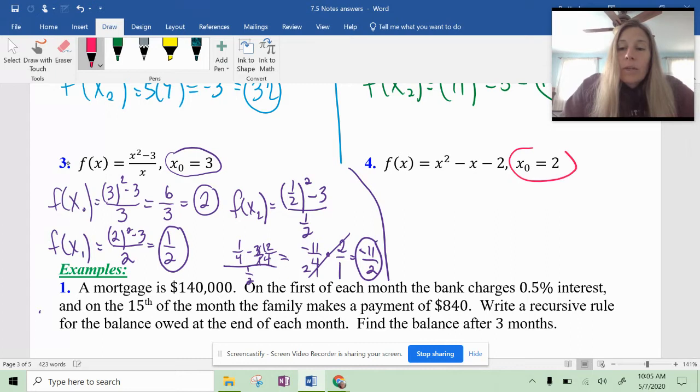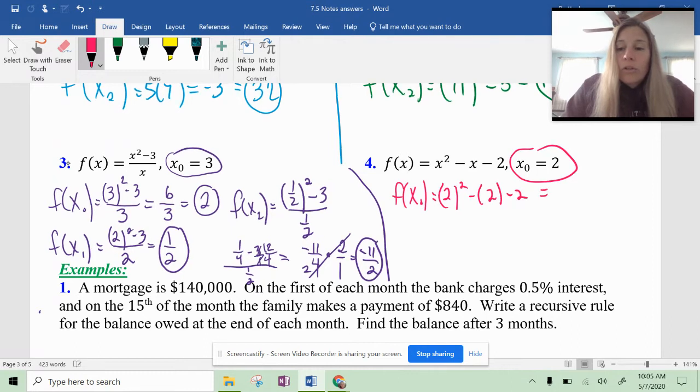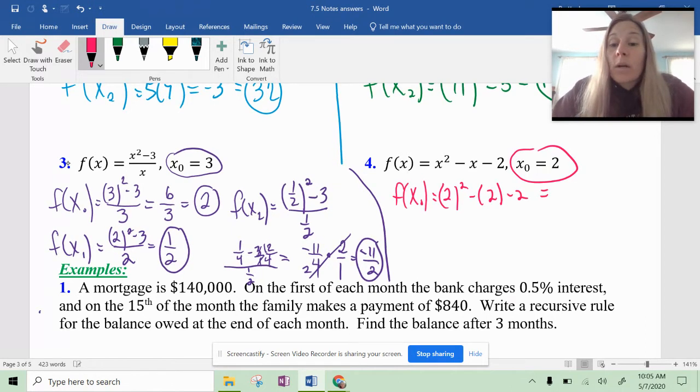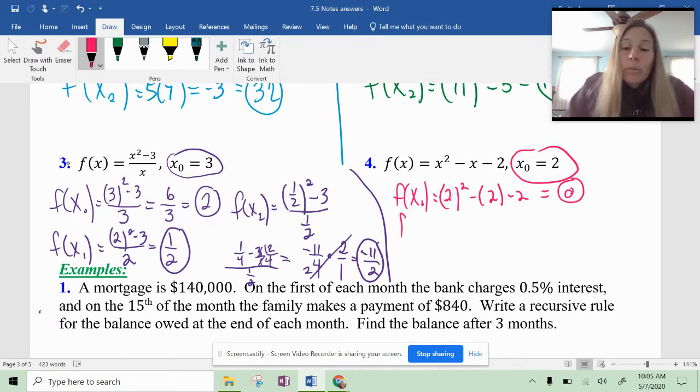And then my last one here, we're starting with the 2. To find my first iteration there, I'm going to do 2 squared minus 2 minus 2. Just make sure you're using your order of operations, or your PEMDAS, when you solve these. So 2 squared is 4. 4 minus 2 is 2, and 2 minus 2 is 0. Then we're going to plug in the 0.